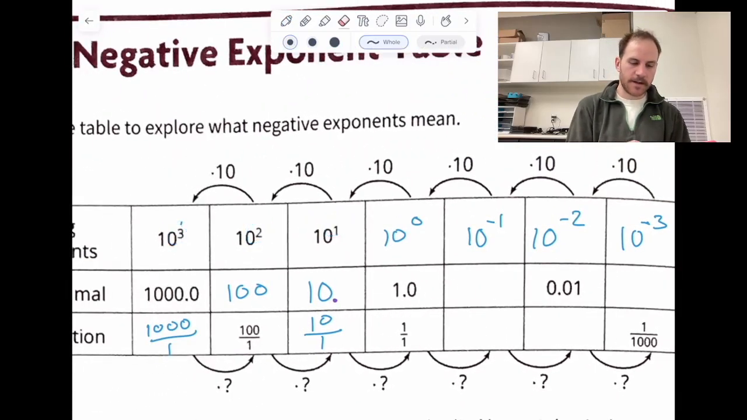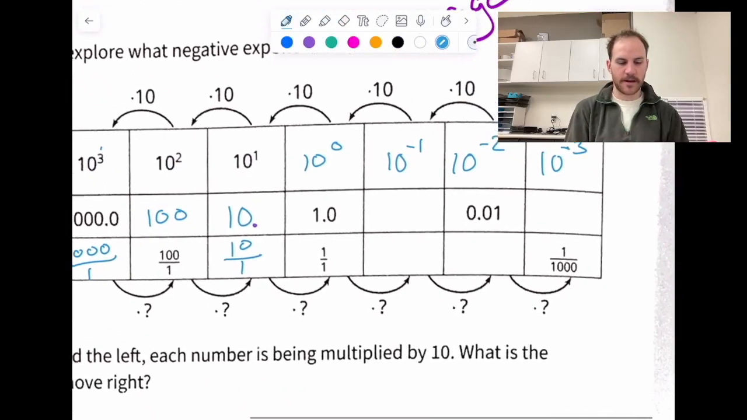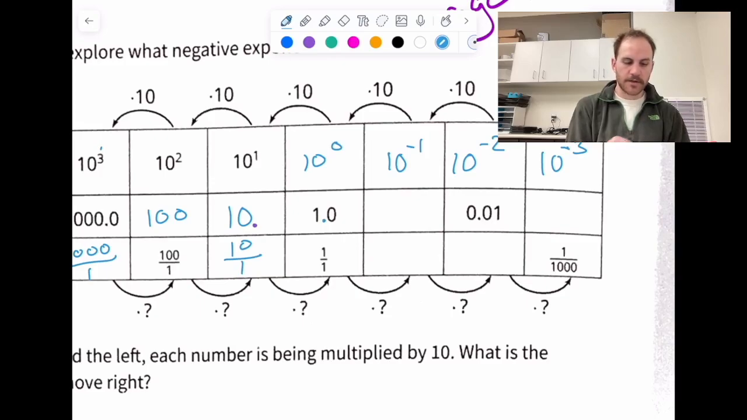So if we use these patterns that we've recognized up here, 10 to the 0 is 1. The decimal is right here. So as we go up, as our exponent increases, the decimal moves not this way, but this way. It's going this way. So from 1 to 2, our decimal moves to the right. As we move down, our decimal is now going to start going to the left.